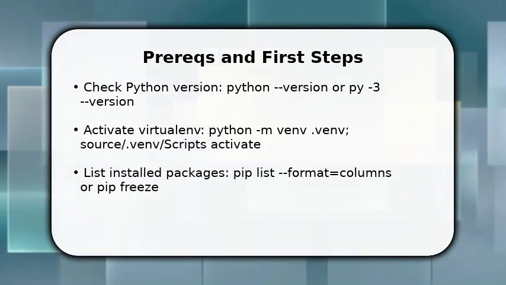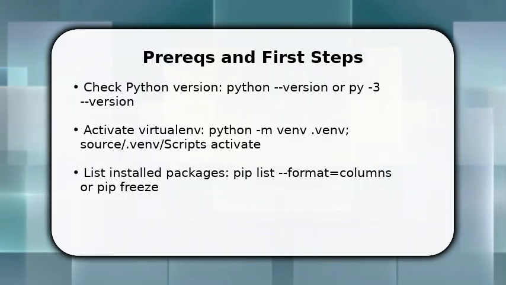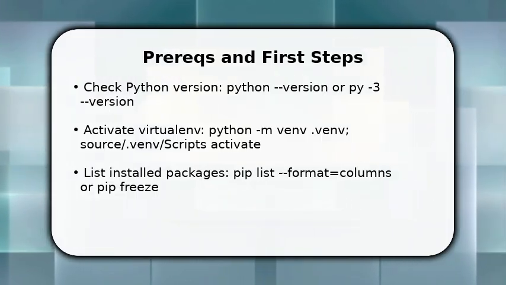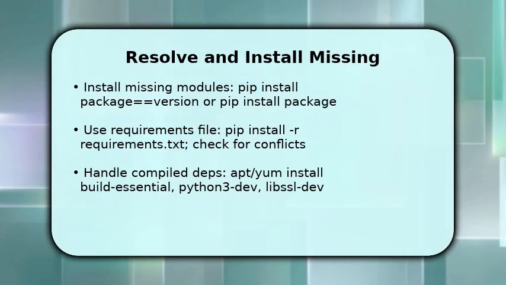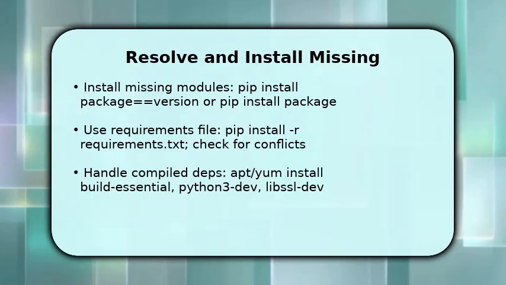Next, install the missing packages by name. Prefer exact versions if available to avoid regressions. Use pip install -r requirements.txt for bulk installs, and watch pip output for dependency conflicts or incompatible versions.